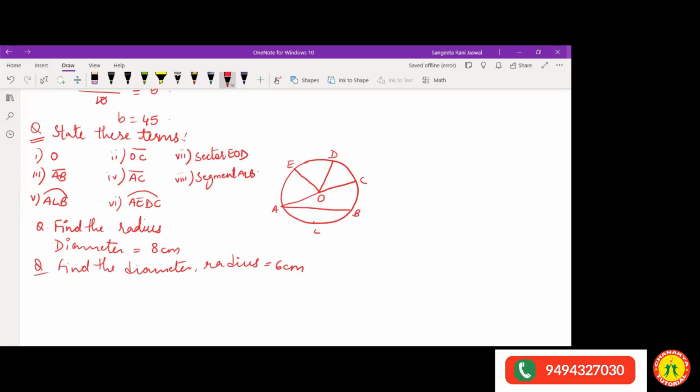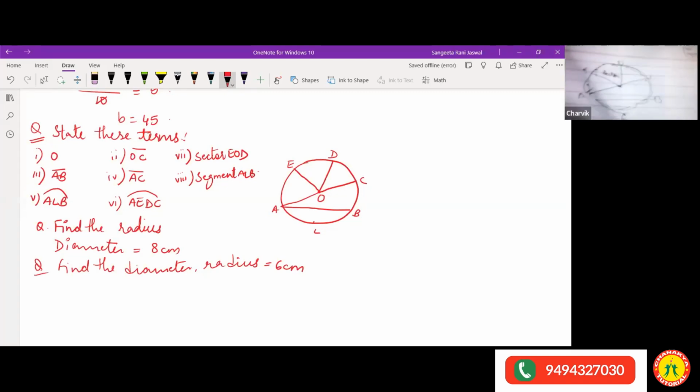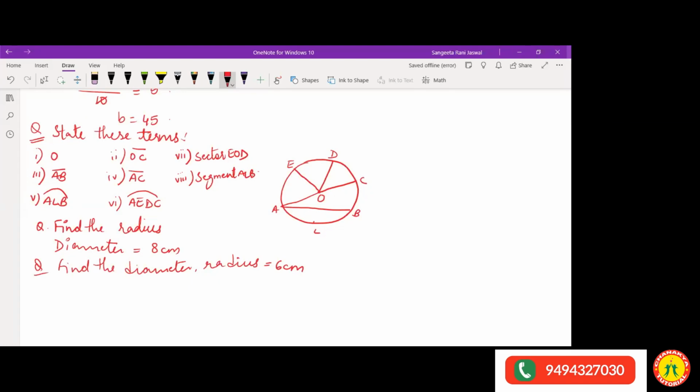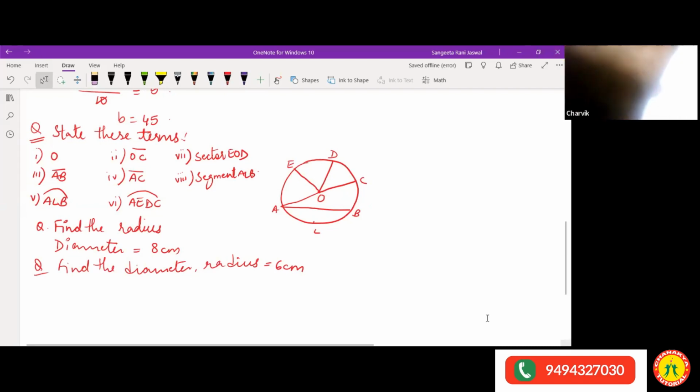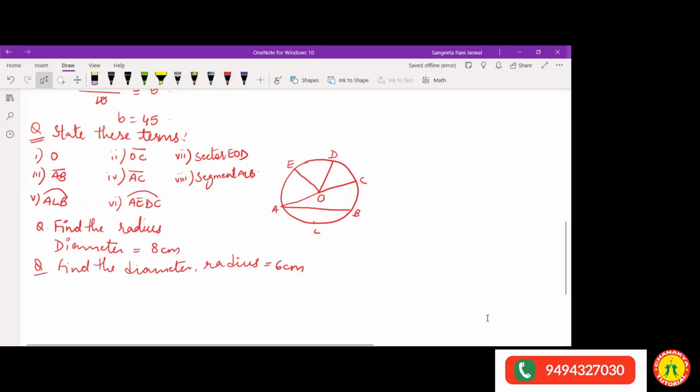Show me in your figure, beta. How will you tell me? Ma'am, like this. Please shade that part. Yes, you are right. But please shade that part, okay? Shade the sector part. Yes, you are right. Okay, on this part. Yes, good. Good, Charvik.